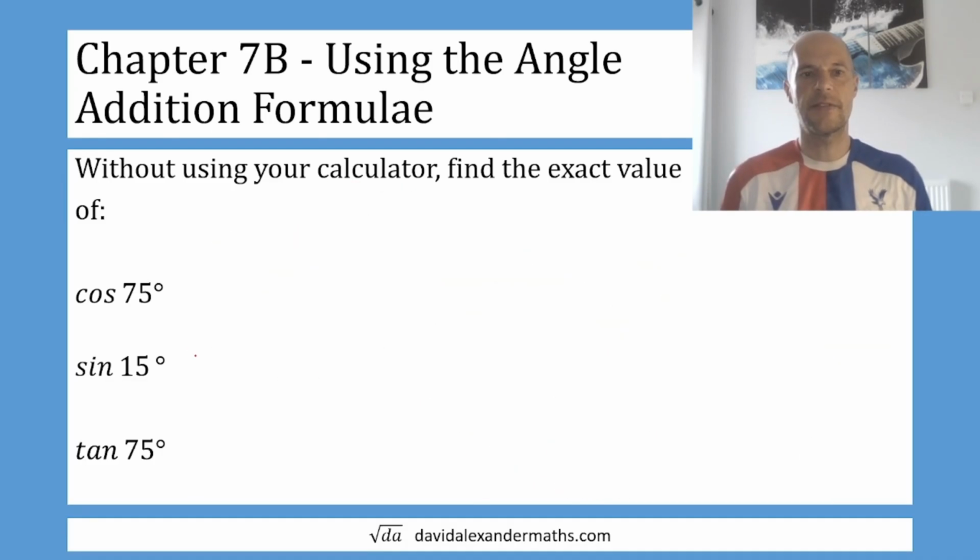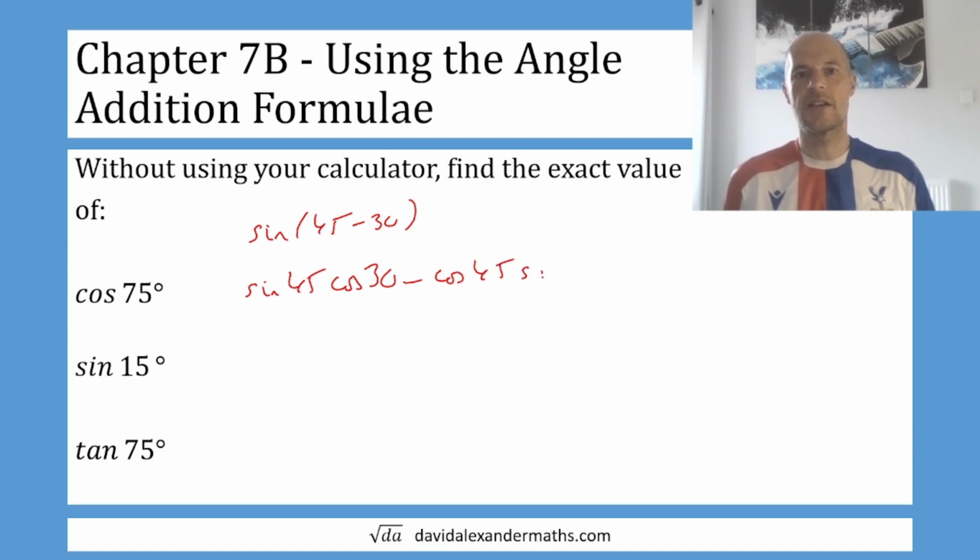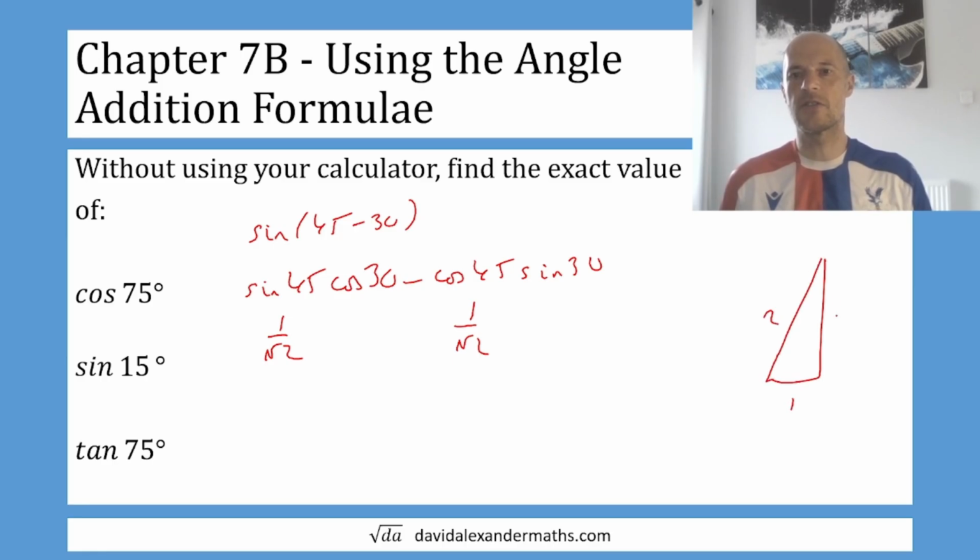What about the sine of 15? Well, the sine of 15, I can say that that is the sine of 45 take away 30. So that is sine 45 cos 30 take away cos 45 sine 30. Now the cos of 45 and the sine of 45 is 1 over root 2, which we had in the previous question. So let's just think about that other triangle again. 1, 2, root 3. I do like using these triangles, but of course you don't need to know them because you can use the calculator every time.